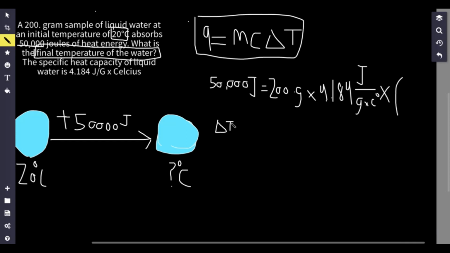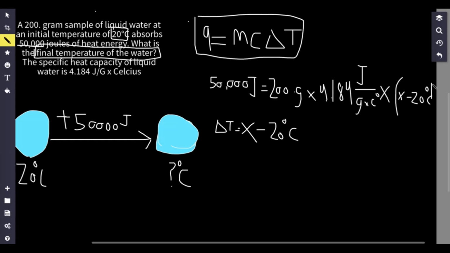We know that our initial temperature is 20, but we don't know what our final temperature is. Let's call our final temperature X. And our change in temperature is just going to be X minus our initial temperature, because the change in temperature is the final temperature of the water minus the initial temperature. So this is going to be X minus 20 degrees Celsius.